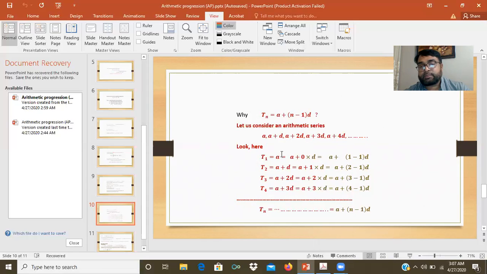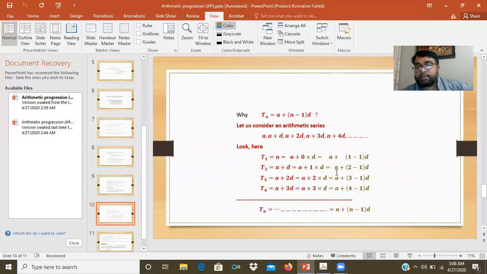T2, again, is a plus d. So we can write it like this: a plus 2 minus 1 into d. T3, we can also write as a plus 3 minus 1 into d, that you can see here. And T4, a plus 4 minus 1 into d. So the interesting thing here is 1, 2, 3, 4. That is the first term, second term, third term, fourth term.